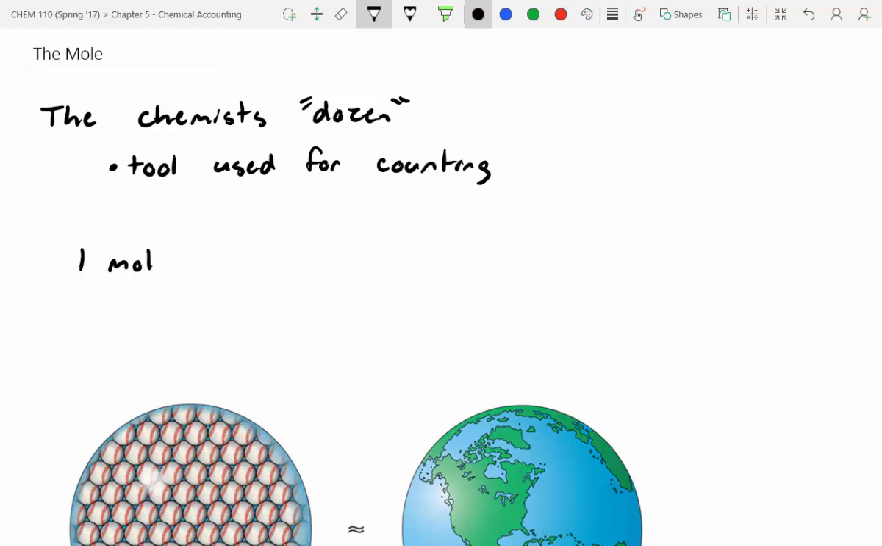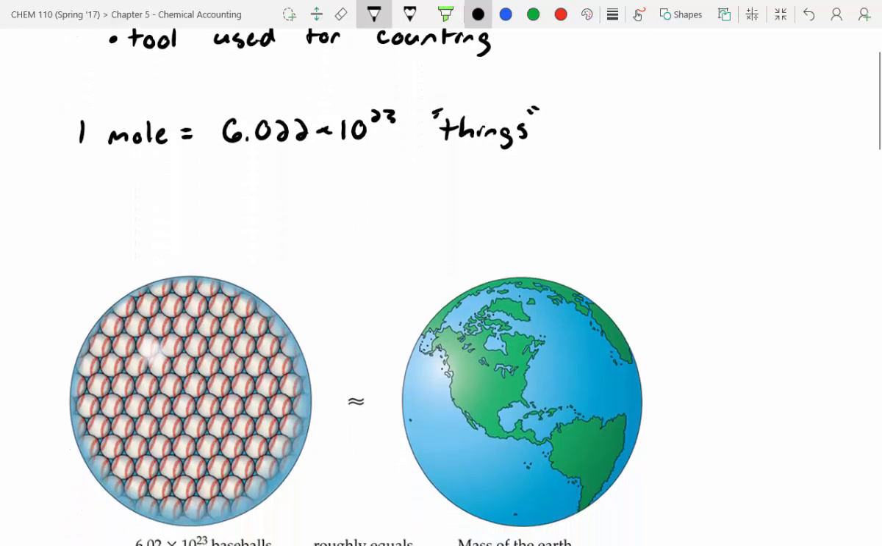And 1 mole is 6.022 times 10 to the 23rd. And this could be anything, so I'll just call it things. So it is an extraordinarily large number. It's a little hard to wrap your head around, so I've got some analogies for you guys.